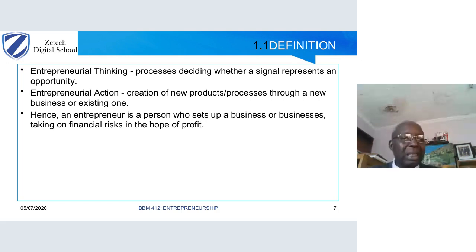Wanjiku Solomon, is he on? Wanjiku Solomon? Kibro teach? Yes, sir. An example in this country, a person you think is an entrepreneur from that definition.